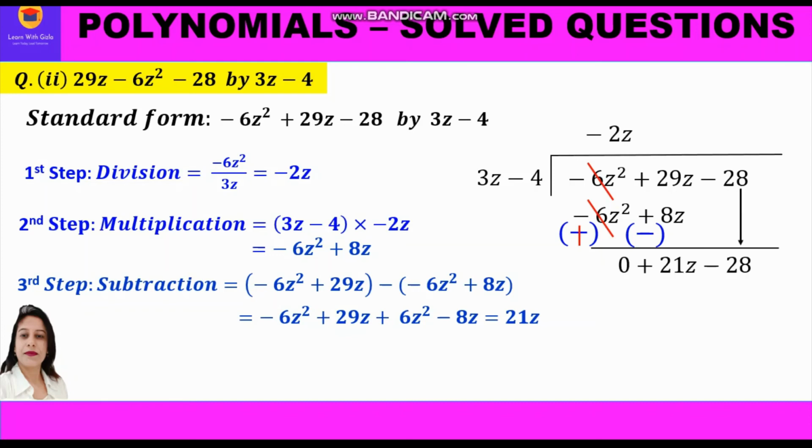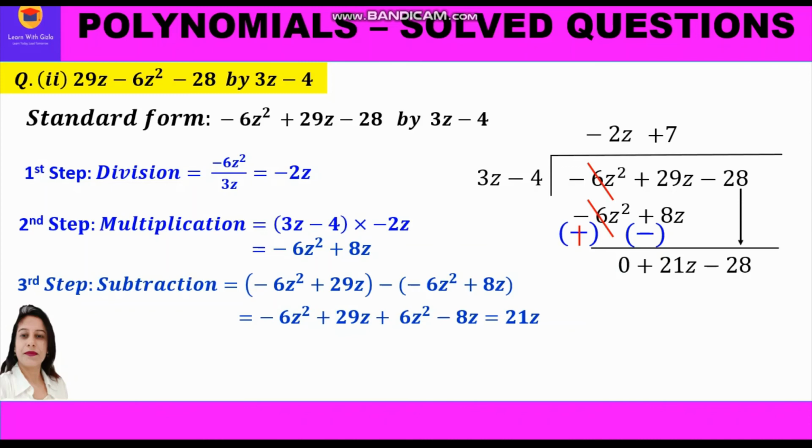Now we will bring down minus 28, and the new dividend we have now is 21z minus 28, which we will solve by undergoing the three-step approach all over again. So the first step is division. We shall divide 21z by 3z and we will get 7. Or another way of doing it, you can think of a number that should be multiplied to 3z to get 21z. That way also you can do.